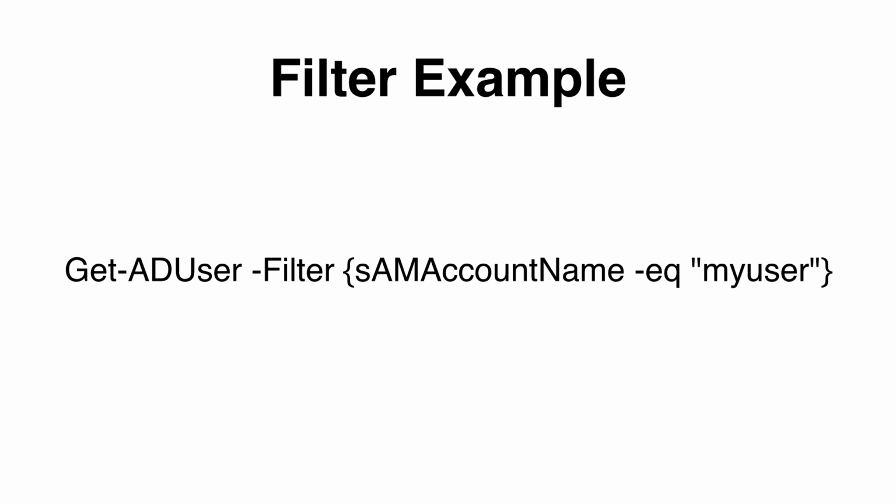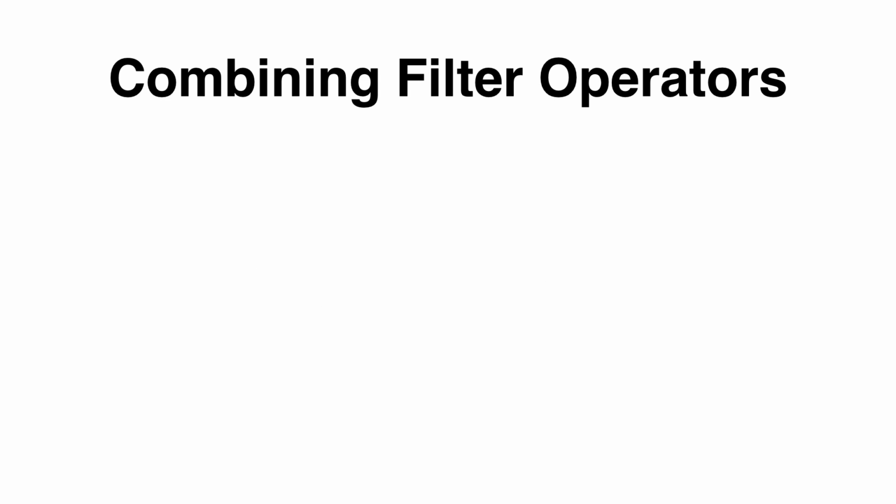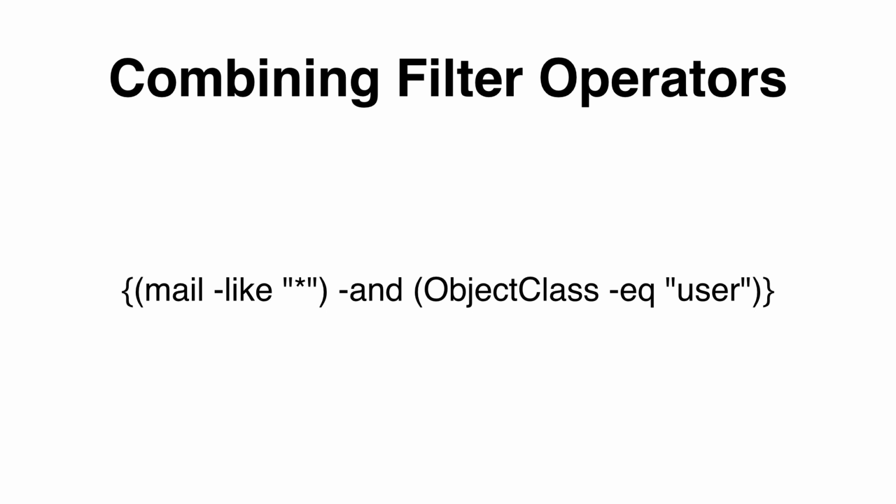There are two different ways to specify filter parameters. You can either use a bracket, meaning that Get-ADUser, the filter, the bracket, then you specify the AD attribute, the comparison operator, and the value, or you can achieve exactly the same by just specifying a single quote. To combine different filter comparisons, we can use logical operators to specify multiple conditions that need to be met. This is an example on how to do that.